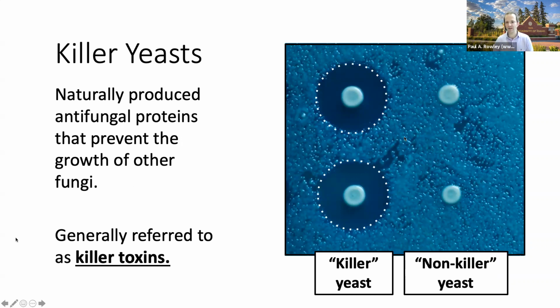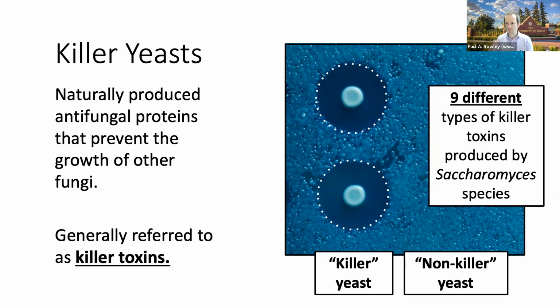So on the left-hand side here, we have a killer yeast that's been spotted in the center, and it's producing a toxin which is causing the inhibition of a competing yeast that's been spread at a lower density on an agar lawn. So you can see these robust zones of total growth inhibition around the killer yeast. Similarly, if you do the same thing with a non-killer yeast, obviously we don't see those large zones of growth inhibition because they're not producing this killer toxin.